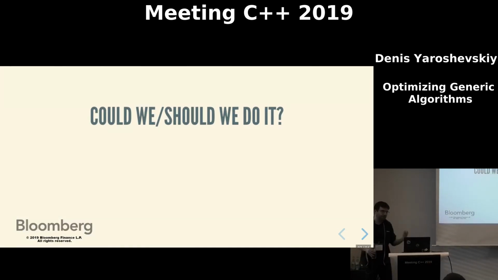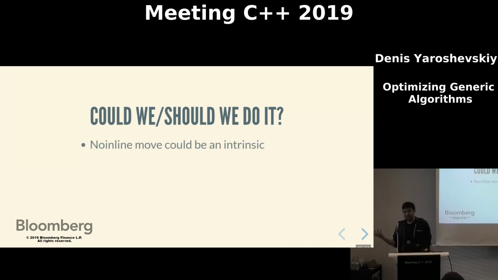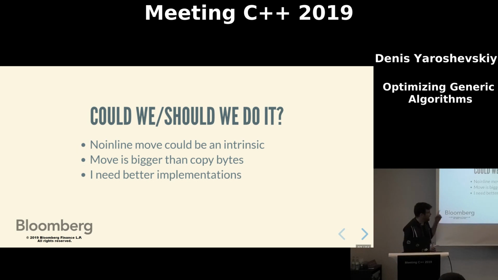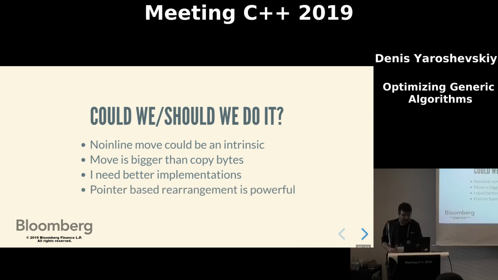Should we do it in, let's say, the standard stable sort? We could check for no-inline move. This can be an intrinsic or something. Move is always bigger than copy of bytes in one direction, if you think about it. I could not actually make this one work. So I tried a bigger array. Just copying is really fast, but potentially it could be. Generally speaking, I need better implementations of everything involved to really test, but I don't think this is a good thing for a standard stable sort.